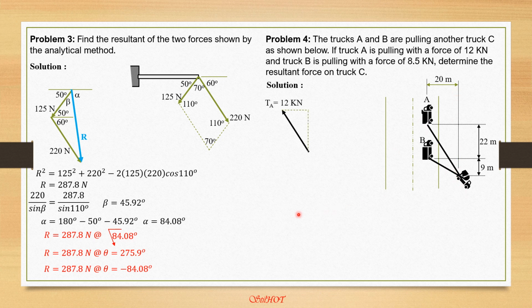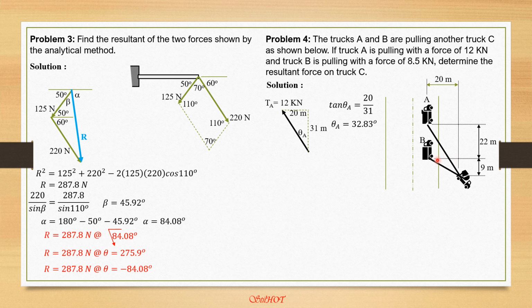So we form a right triangle, horizontal and vertical components. This is tension A, the hypotenuse. Then this is theta A. 22 plus 9 is 31. Then tangent theta A is 20 over 31. So theta A is arctan of 20 over 31, and that is equal to 32.83 degrees.